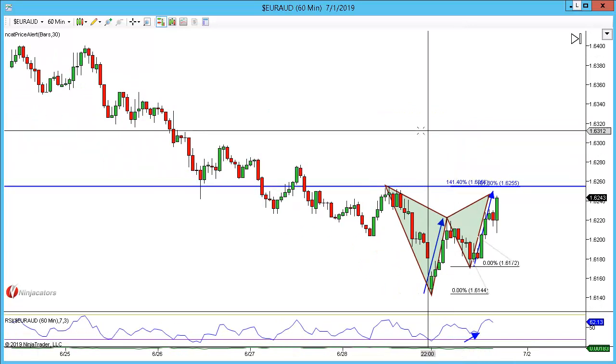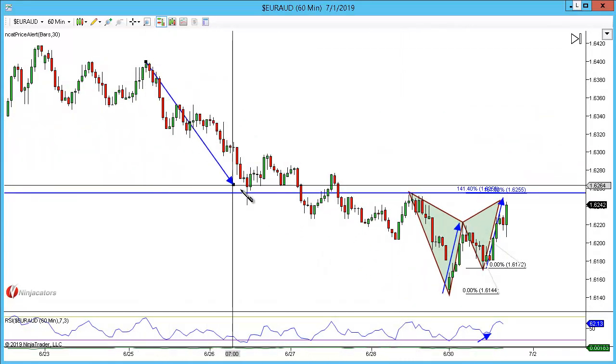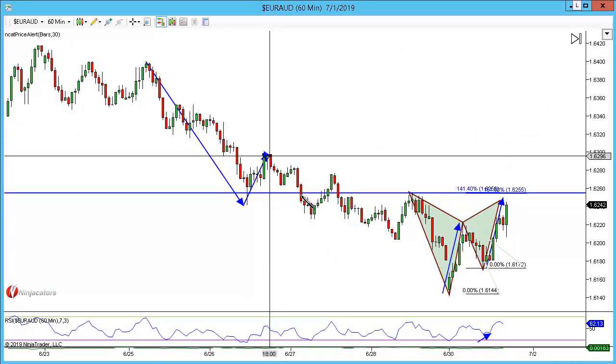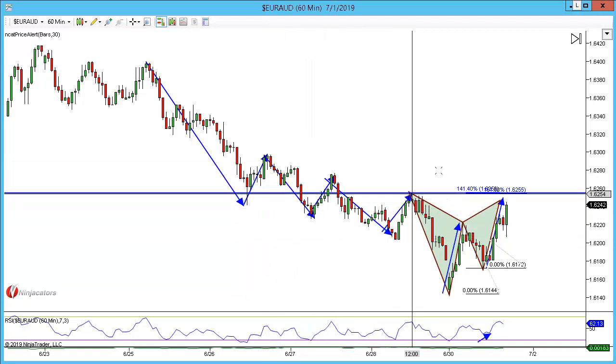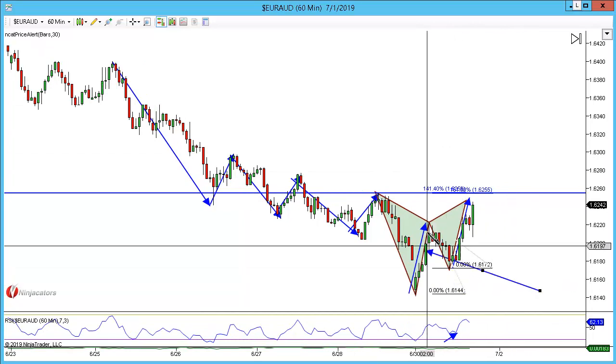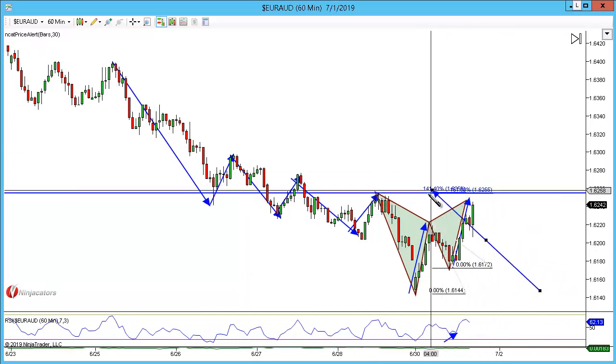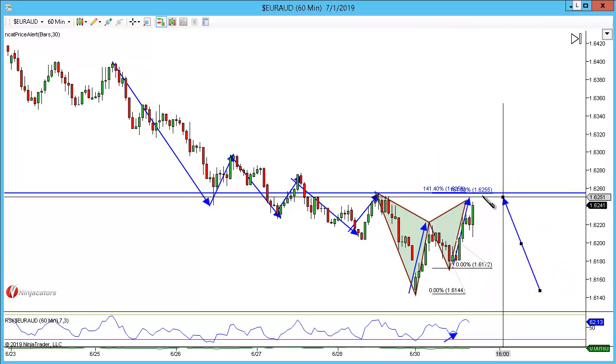be tested. Now, just to show you that we are still in trend, we had the move lower, the pullback, the move lower, the pullback, the move lower, the pullback. And this is just a complex pullback within a bigger trend. But I'm actually just going to wait and see if we test this higher level.